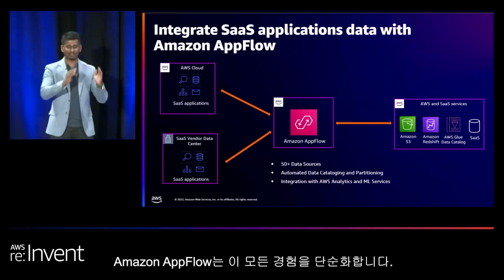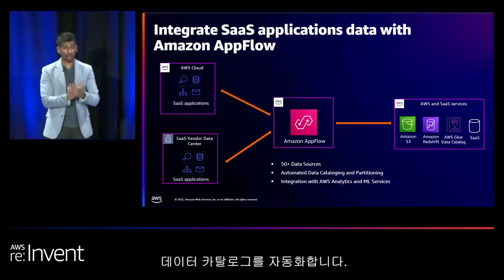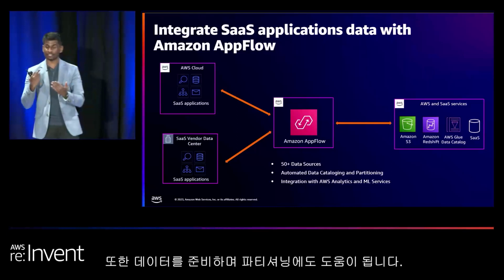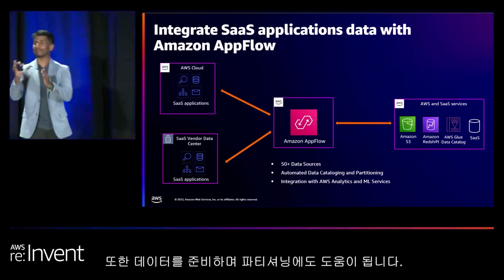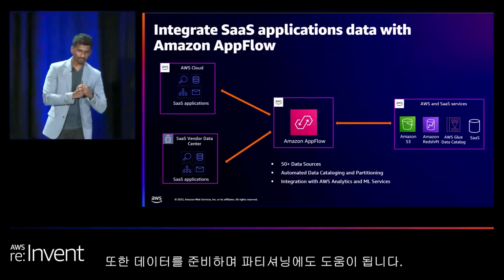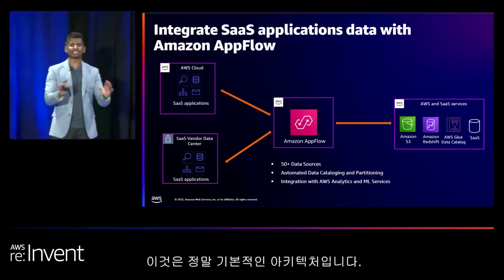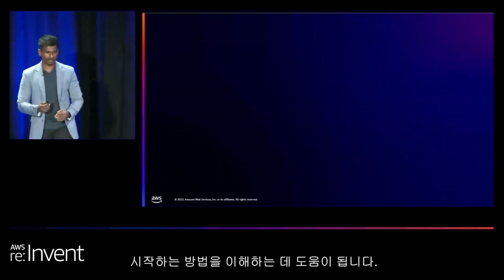Amazon AppFlow simplifies this whole experience. It automates data cataloging. It also prepares data, and it helps in partitioning as well. This is really a basic architecture to help you understand how you can get started.